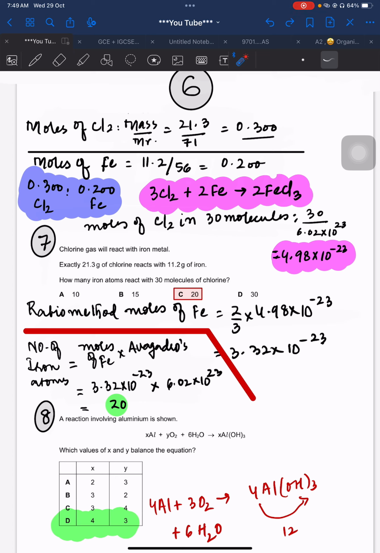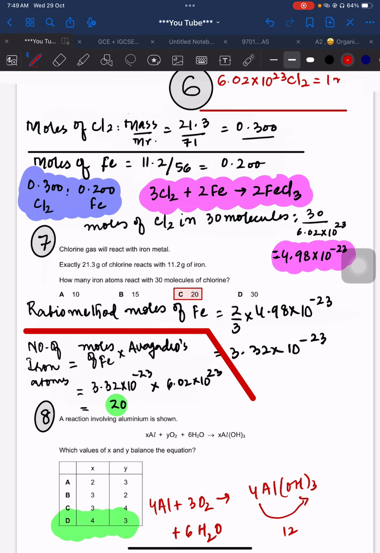I am just writing this explanation again with the red pen at the top so that everyone can follow more conveniently. We can say that 6.02 into 10 raised to power 23 of Cl2 are equal to 1 mole. So 30 Cl2 molecules will be equal to X. So it is 30 times 1 divided by 6.02 into 10 raised to power 23. This is the working. So it's 4.98 times 10 raised to power minus 23, which is the moles of Cl2 in 30 molecules. So we have just calculated the moles of Cl2.